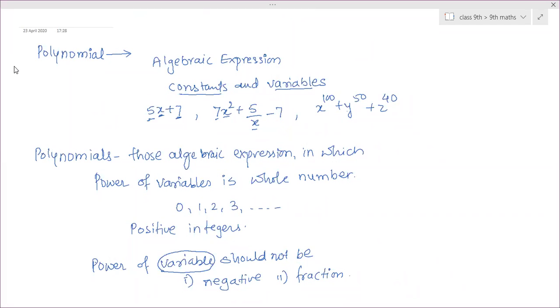Ma'am, there are two polynomial definitions. This is the only polynomial definition. The upper one is an algebraic expression. That is a chapter name. This is an algebraic expression. So what do you mean by algebraic expression? We have to write both, ma'am. A combination of constants and variables is called an algebraic expression.